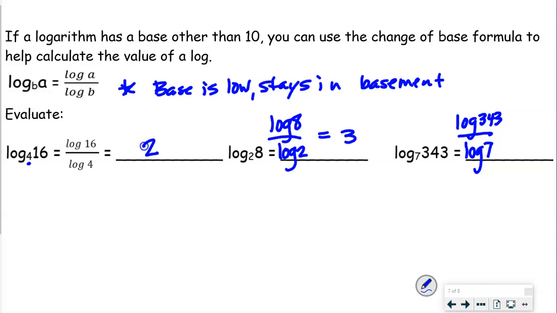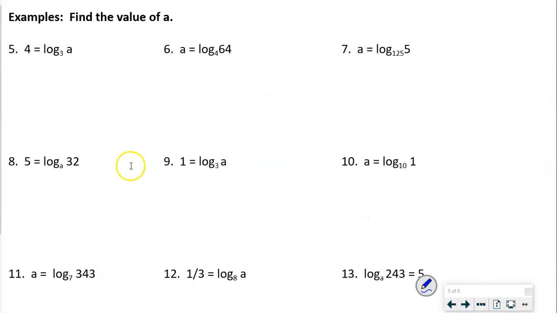And you should have got 3 for this one as well. Okay? All right, now let's go on and do some of these problems. So here's some more examples. So on this one, oh, let's go back actually.